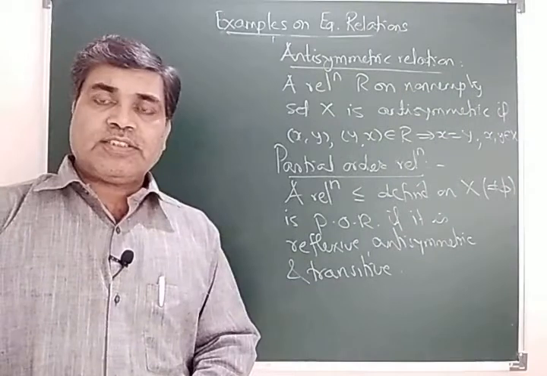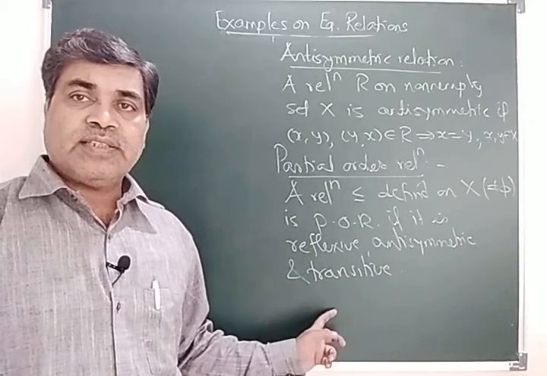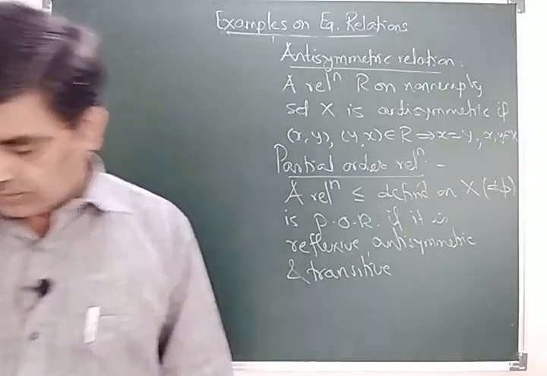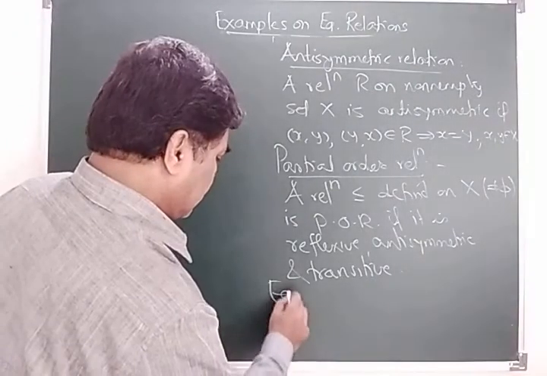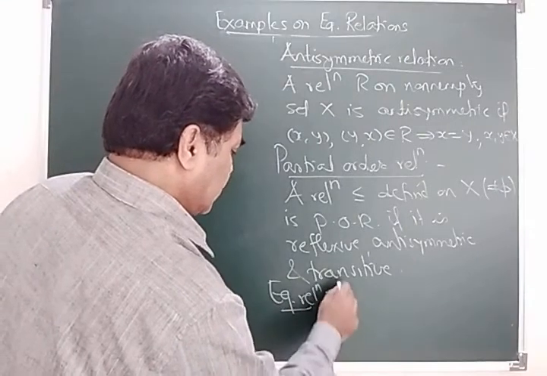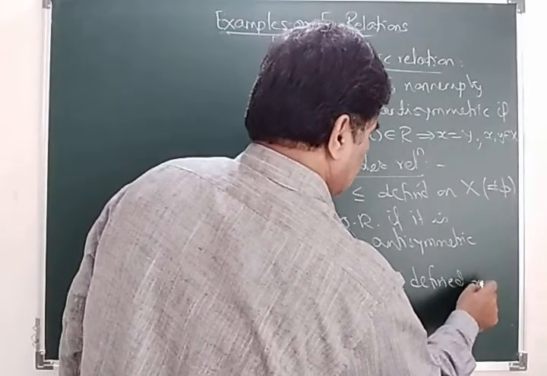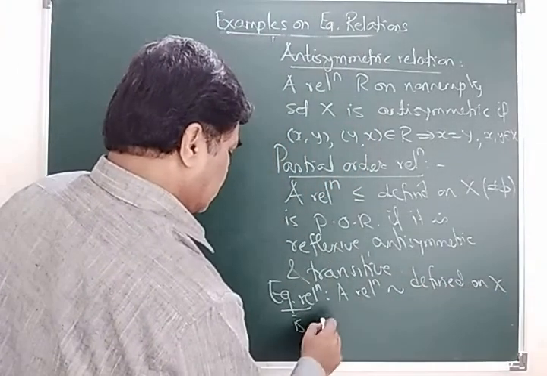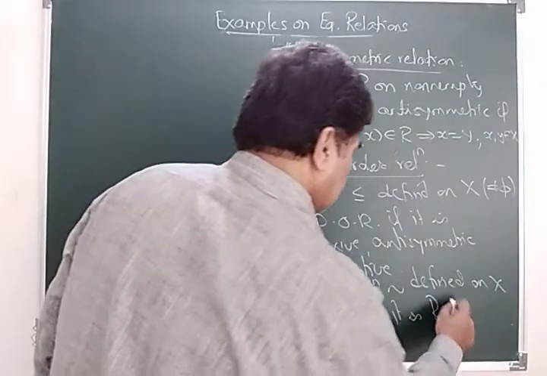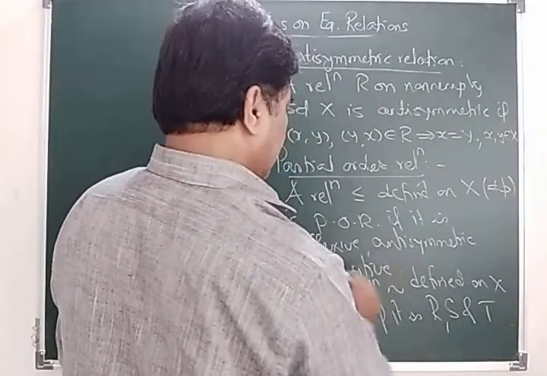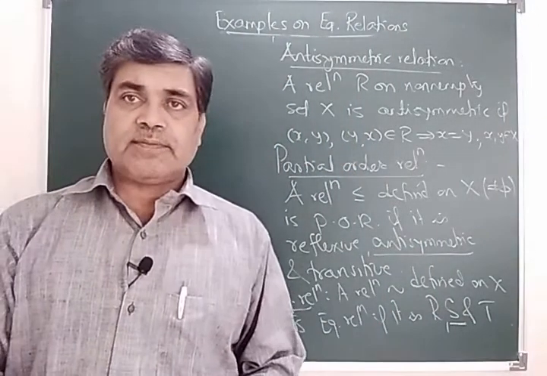Depending on this partial order relation, there is one more course, known as lattice theory, which is developed only on partial order relation. So what is the difference from an equivalence relation? A relation tilde defined on X is an equivalence relation if it is reflexive, symmetric and transitive. So the only difference is between antisymmetric and symmetric.